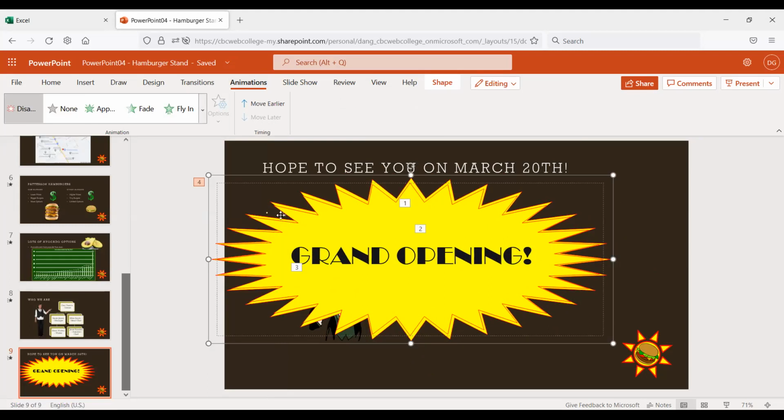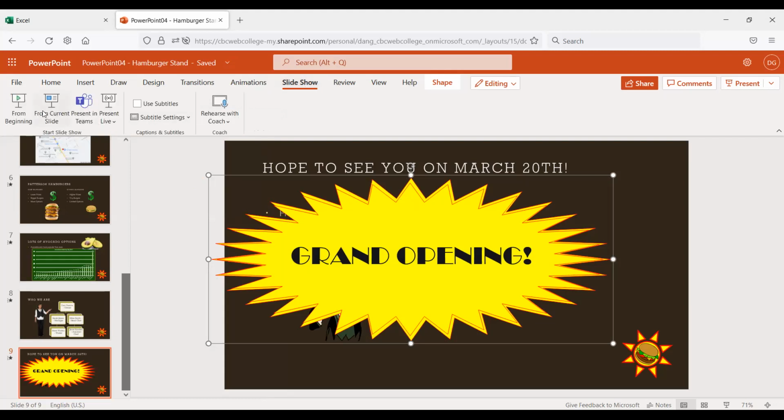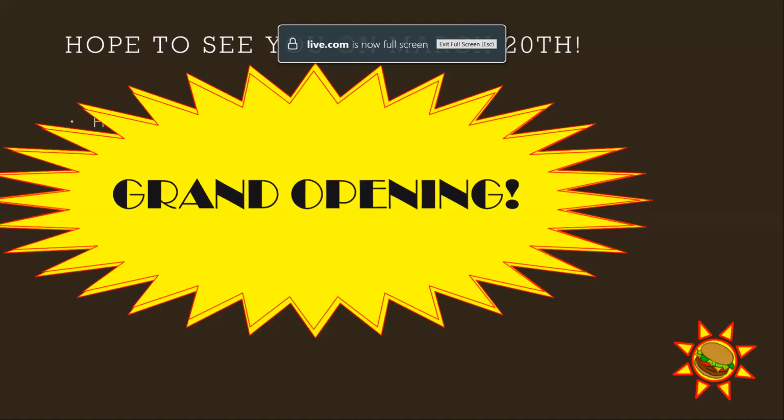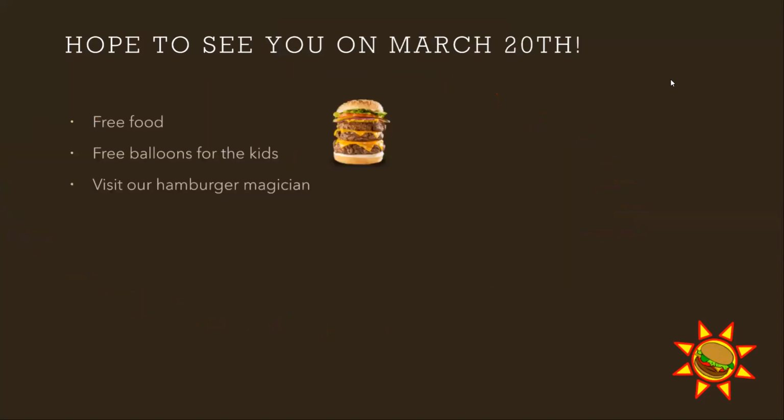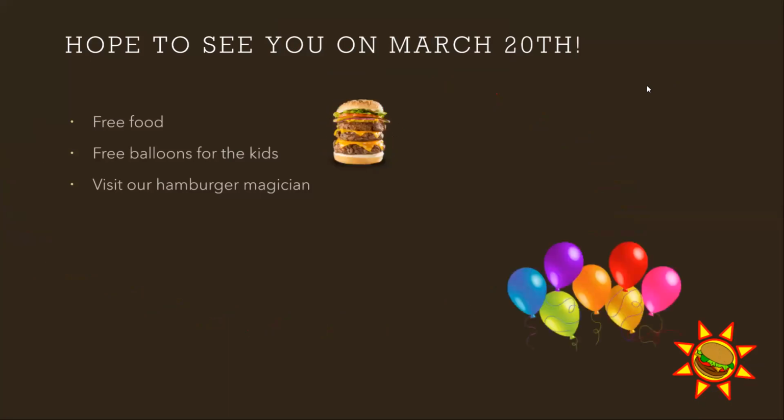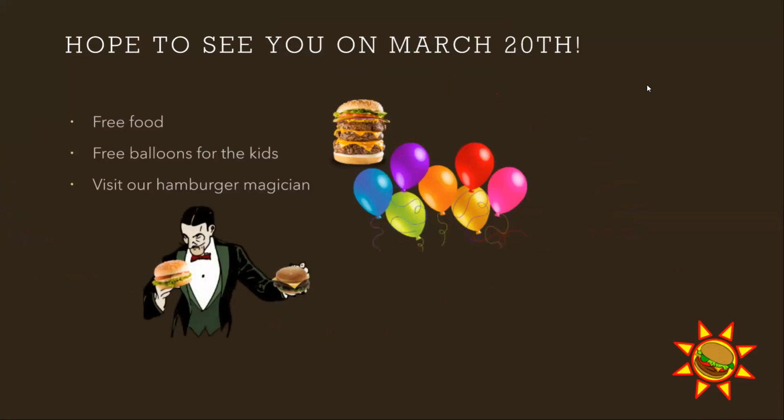So this would be the last item. I actually want it to be the first item to be animated. So it's set at number 4. I'm going to move it earlier till it's number 1. So we can test it. Go to slideshow, current slide. Hope to see you. When I click, it disappears. Emphasize the free food, the balloons, and the magician with the hamburgers.